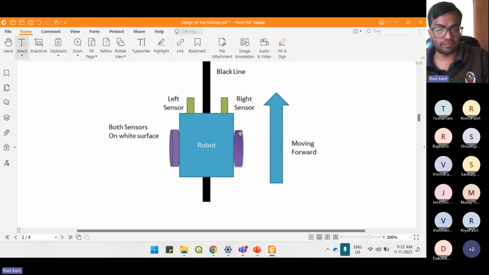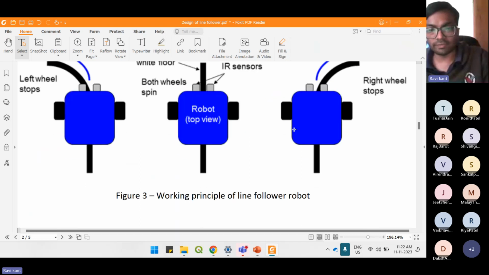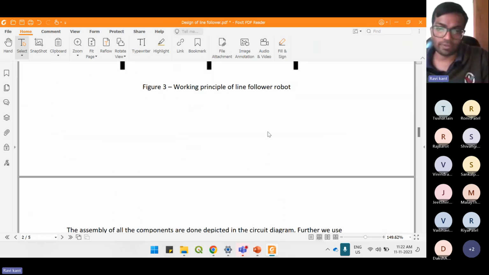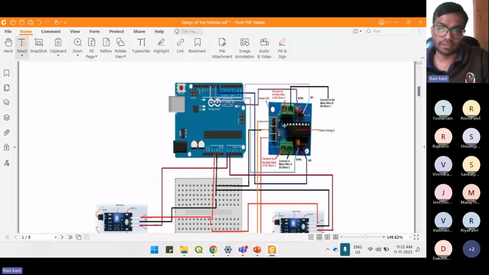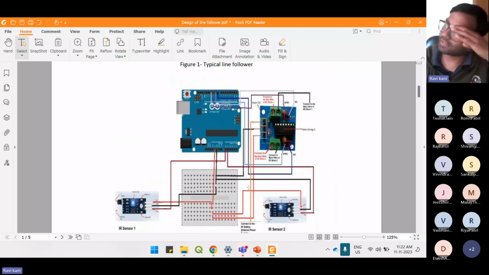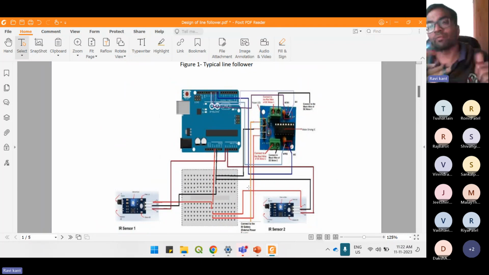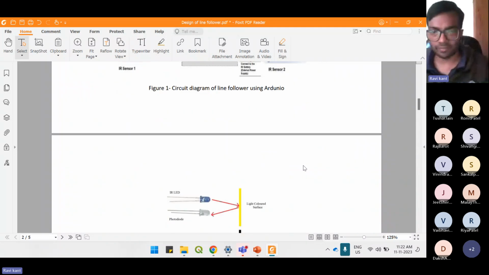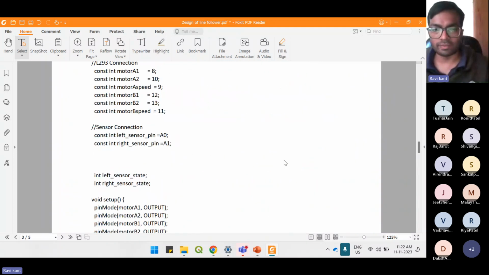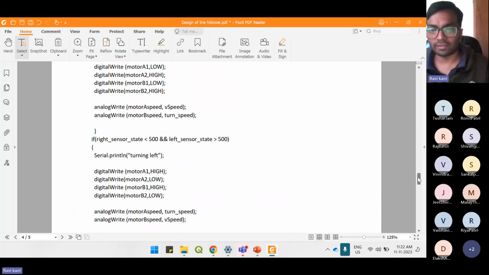So yes, this is the working principle of any line follower robot. Obviously we have circuit diagrams as well. This is the circuit diagram, but we cannot finish it in one day because this lab is not meant to finish in one day. So the max we can do here is we should know the working principle and a slight idea of circuit diagrams and coding. I'll give you a brief in another 10 minutes and then we'll leave. This is the coding part.